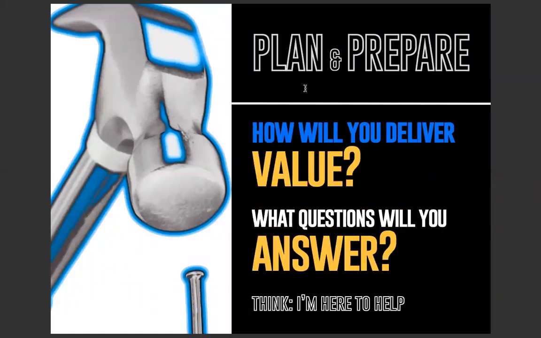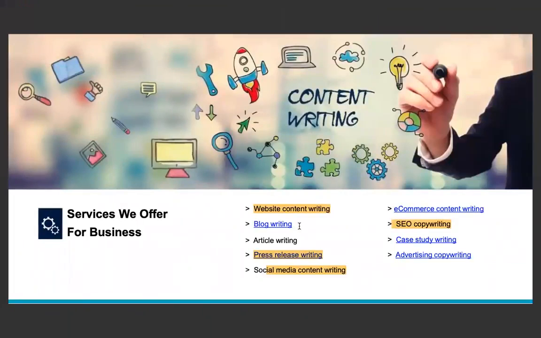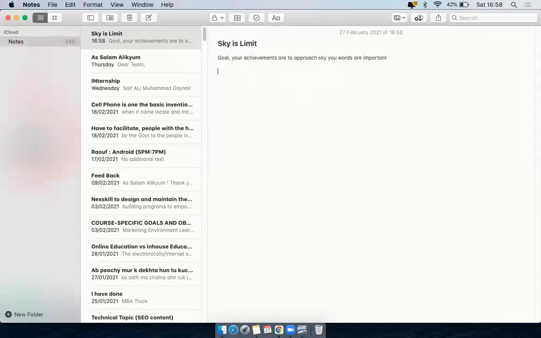So how will you deliver the value? And what question will you answer? Think, I'm here to help. The questions you ask your audience are how, why, when, and where. Let's take another example: women's rights in Pakistan. How do you work on this topic? It's all about women's rights in Pakistan and how it works.